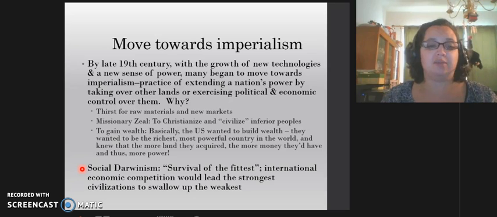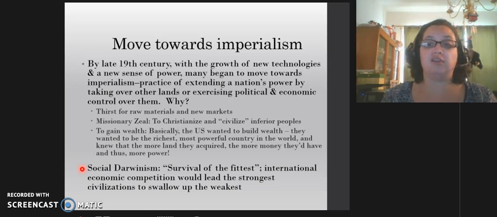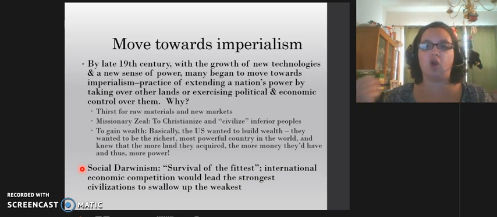And remember, we talked about Darwinism, the idea of the survival of the fittest. Whoever's the strongest should survive, and if you're not strong, well, sorry, we'll miss you. This goes into an idea of international economic competition. So the idea that the strong countries will survive and the weak countries will get swallowed up.